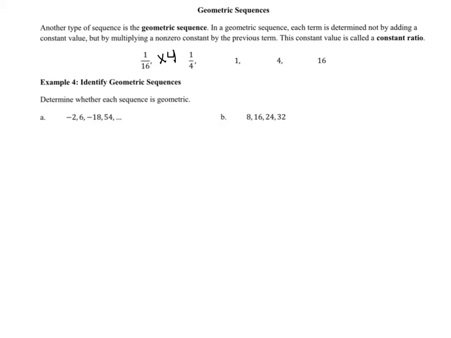1/16 times 4 gives us a fourth. 1/4 times 4 gives us 1. 1 times 4 gives us 4. And 4 times 4 gives us 16. So that's the constant ratio in this case, 4.